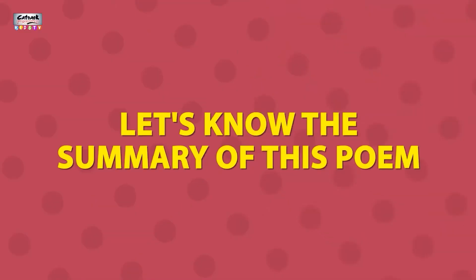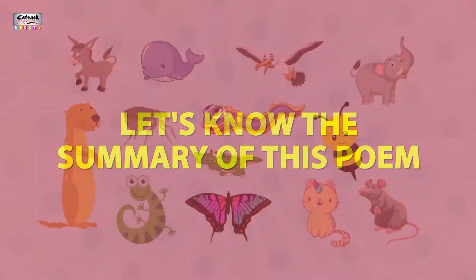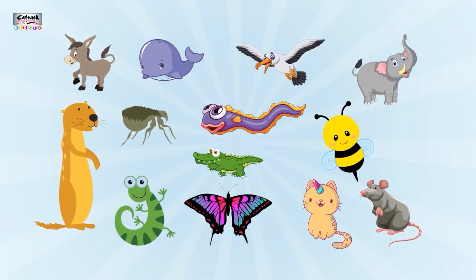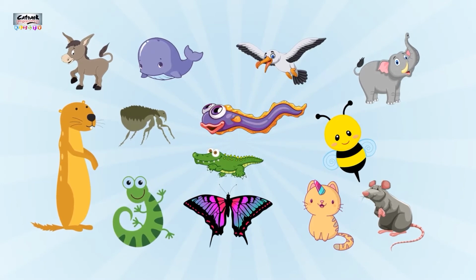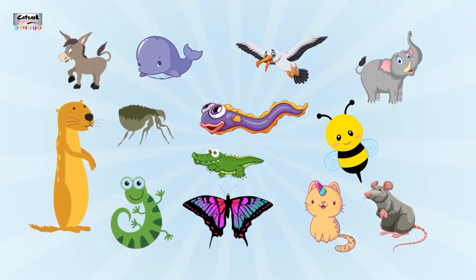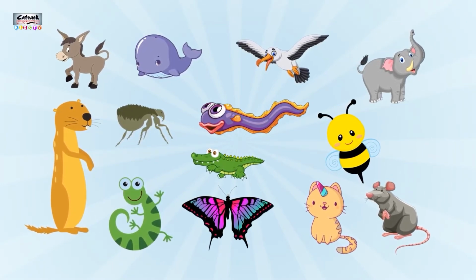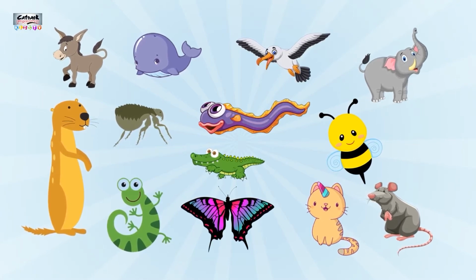Let's know the summary of this poem. This poem teaches the names of various animals and numbers in a poetic manner. Let's know basic words and their meanings from this poem.